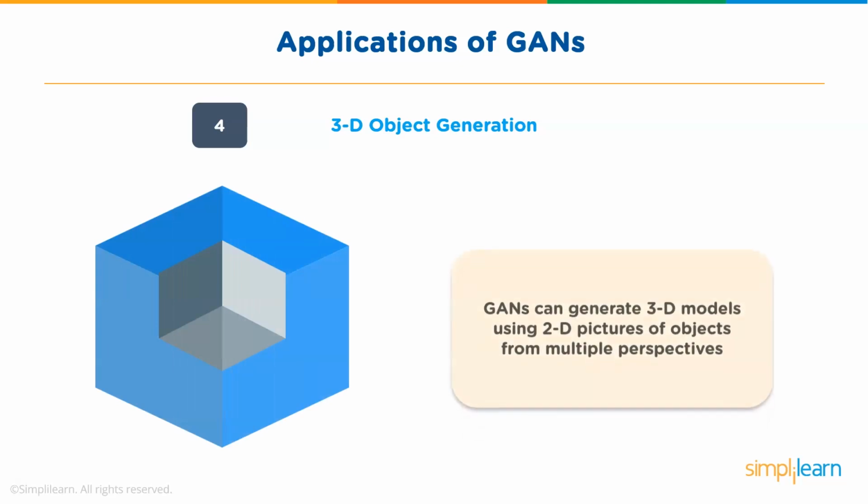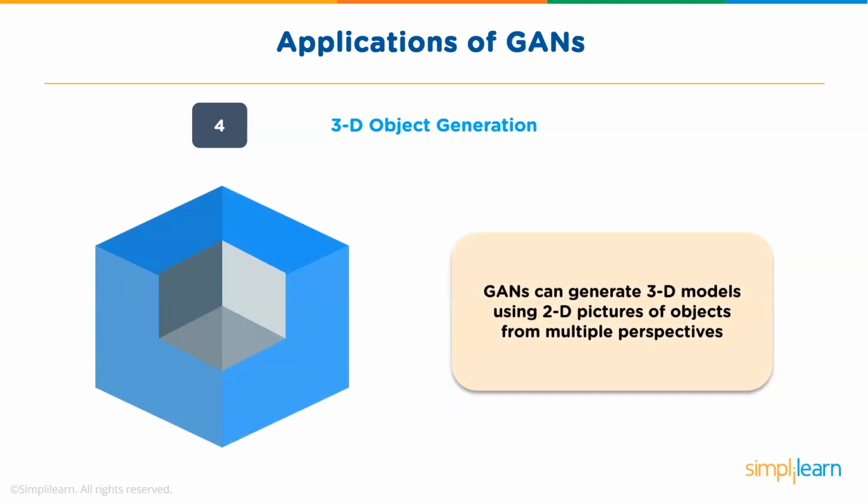So GANs can generate 3D models using 2D pictures of objects from multiple perspectives. GANs are very popular in the gaming industry. GANs can help automate the task of creating 3D characters and backgrounds to give them a realistic feel.